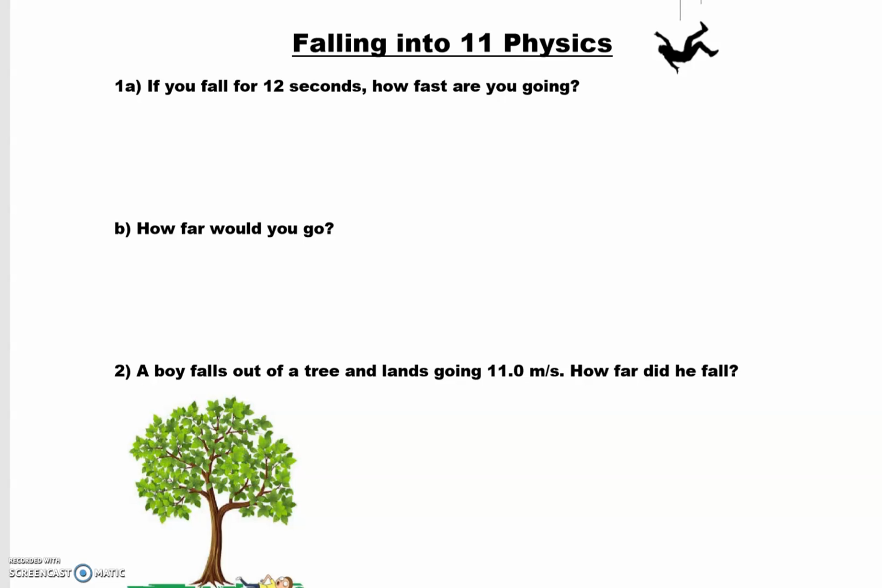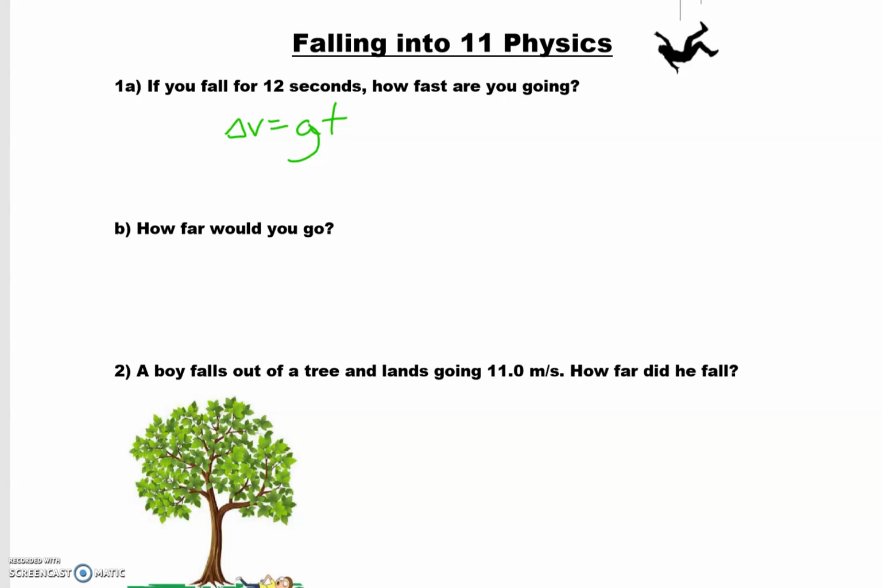Okay, in this video, we're just going to look at a couple of sheets that I've given out to you guys, just to give you some guidance on how to do some of the questions. For the first one, it says how far, where you fall for 12 seconds, how fast are you going? So you'd be looking for the change in speed for that one. So change in V would be acceleration times time. Now, of course, this is the acceleration due to gravity, so that would just be delta V equals G times T, and that should work out in terms of how fast you're going.